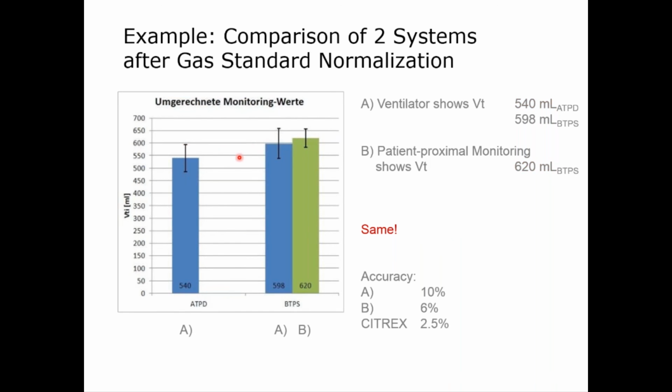And then we found out about the gas standard. We found out that the ventilator displays the value in ambient temperature, pressure, dry, and the patient proximal monitoring system was measuring in body temperature, pressure, saturated, BTPS. Now what we did is we took the ventilator value and we displayed it in BTPS, and all of a sudden it's the same. So concluding, 540 milliliters is the same as 620, only because of gas standards. This was not even gas properties, this was only gas standard. It was exactly the same gas flowing through the ventilator and flowing through the patient proximal sensor. Exactly the same gas, measured in different ways or displayed in different ways. Once you have it standardized and sorted out, it is the same.